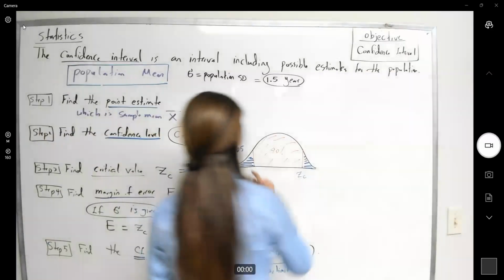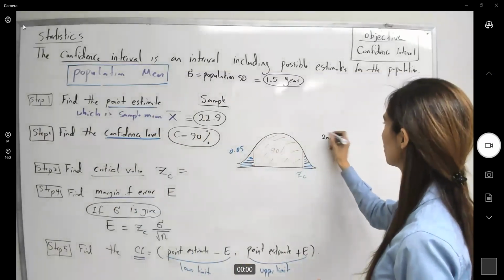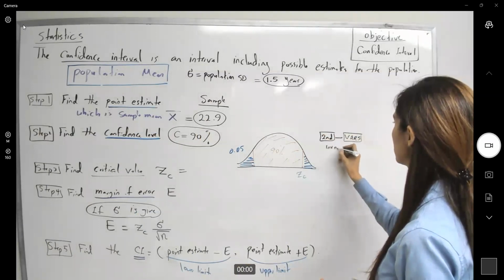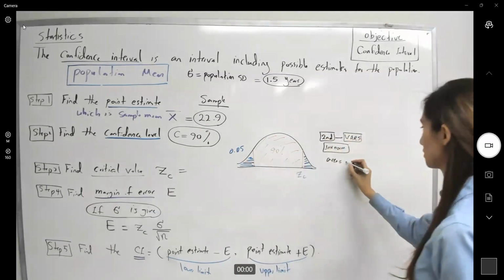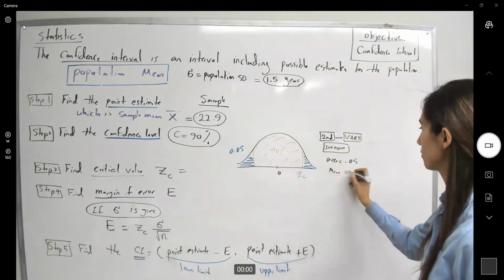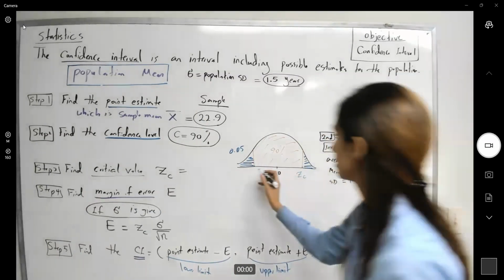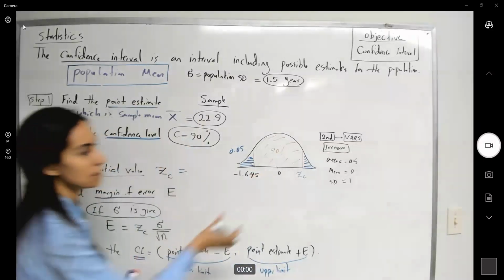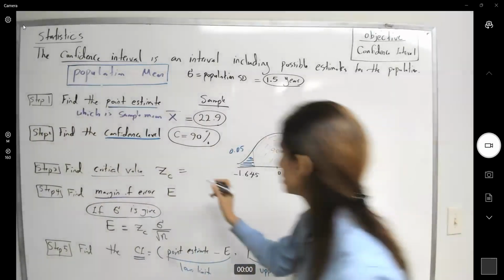So to find the critical value, the area is 5%. We go to our calculator, second, vars, inverse norm. Very good. We enter: area is 5% on the left, the mean is 0, standard deviation is 1. It gives you a negative z value, negative 1.645, and ZC is the absolute value of this number. Your critical value is 1.645.